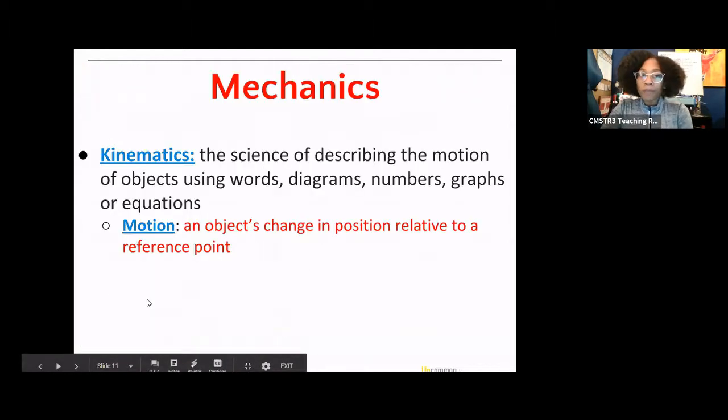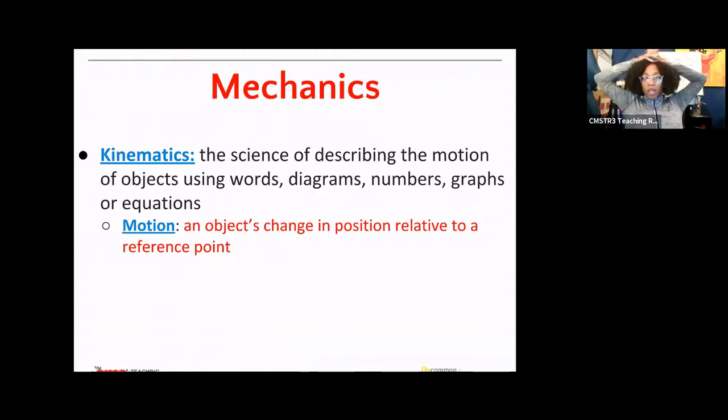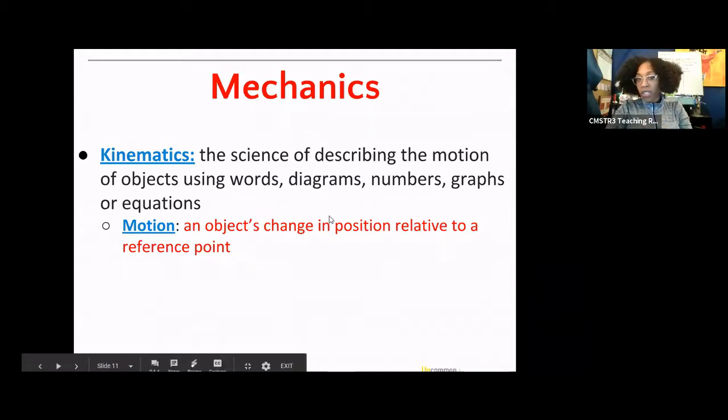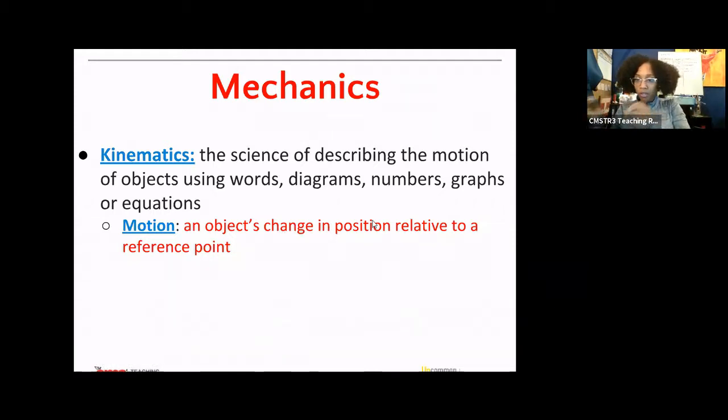So we're going to briefly start talking about kinematics. In science, kinematics is the science of motion. So anytime you describe motion using words, diagrams, numbers, or graphs, you are in kinematics, which is physics. Motion in physics is when you change your position relative to a reference point. So if I'm standing where I'm at and I move someplace else, that is considered to be motion. The key part to motion is that you have to change your position. If there is no change in position, there is no motion. So that's the key thing here.